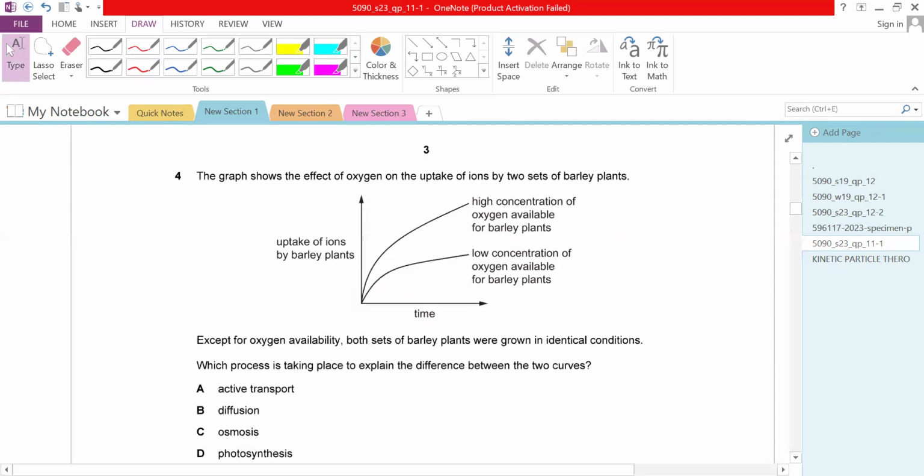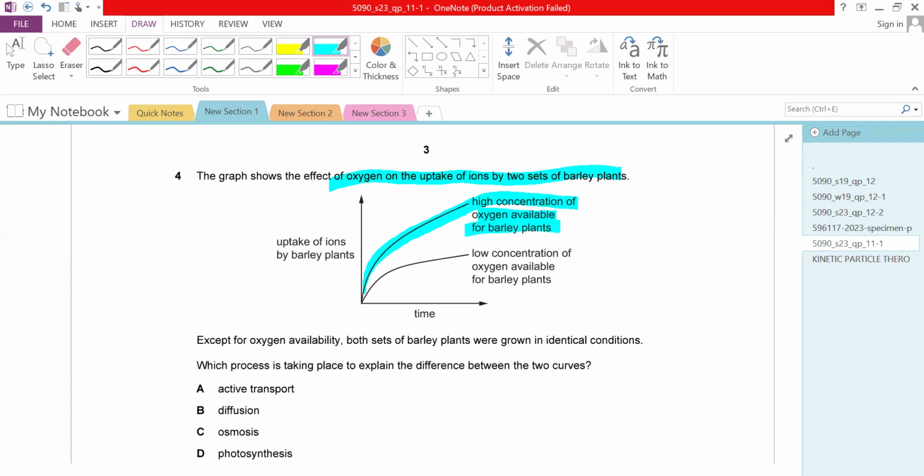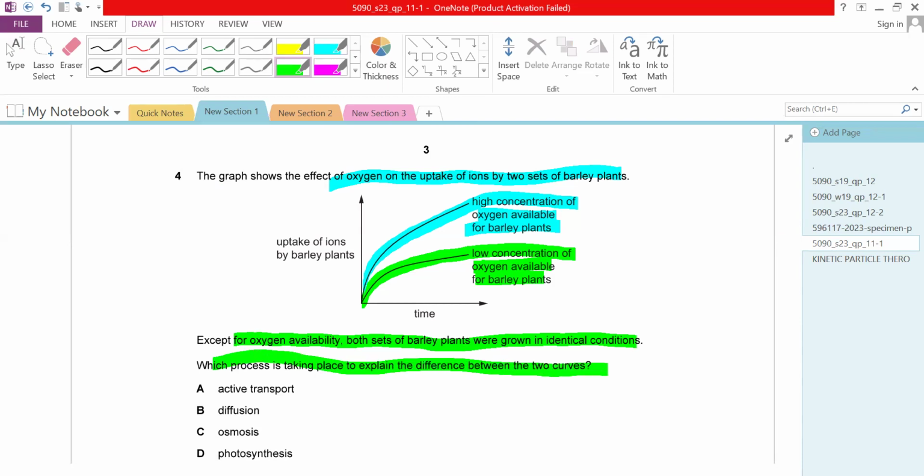Question 4. The graph shows the effect of oxygen on the uptake of ions by two sets of berry plants. So the first one has a high concentration of oxygen available. You can see the graph on the screen, and the other has a low concentration of oxygen available for the berry plants. Except for oxygen availability, both the berry plants are grown in identical conditions. Which process is taking place to explain the difference between the curves?